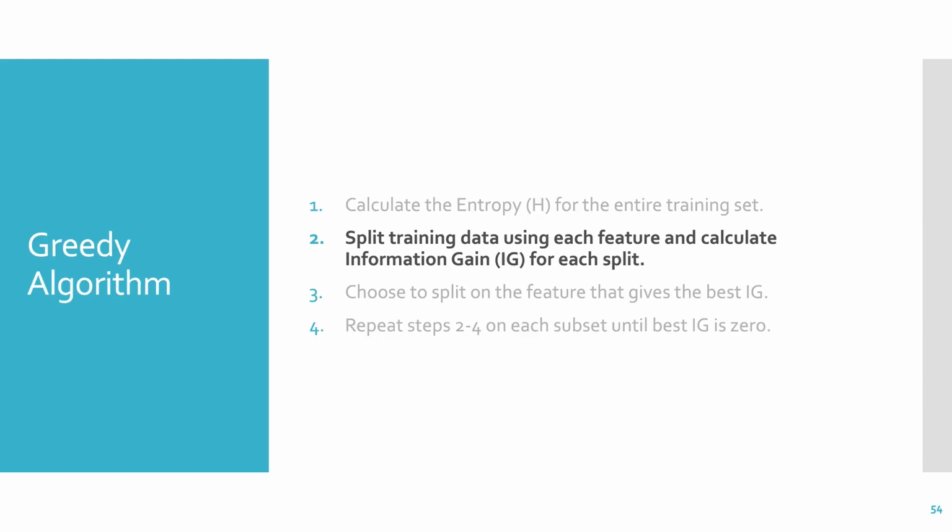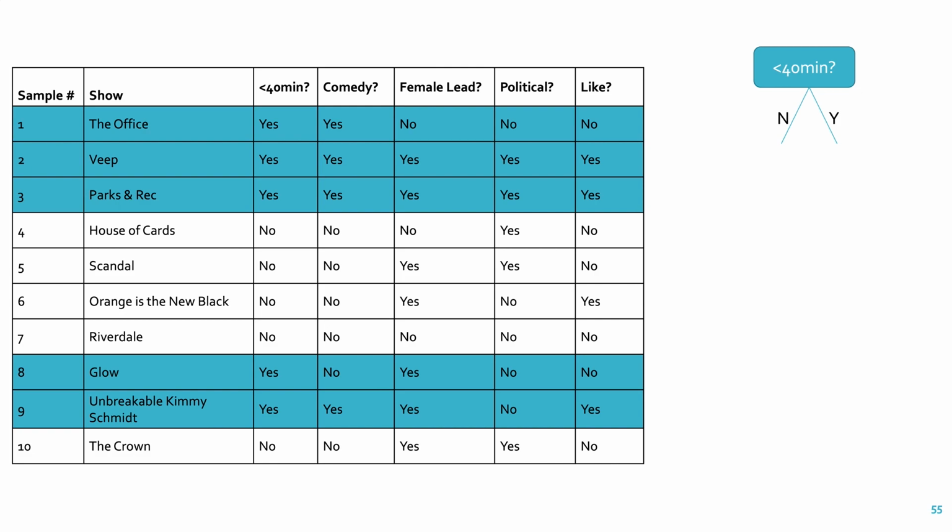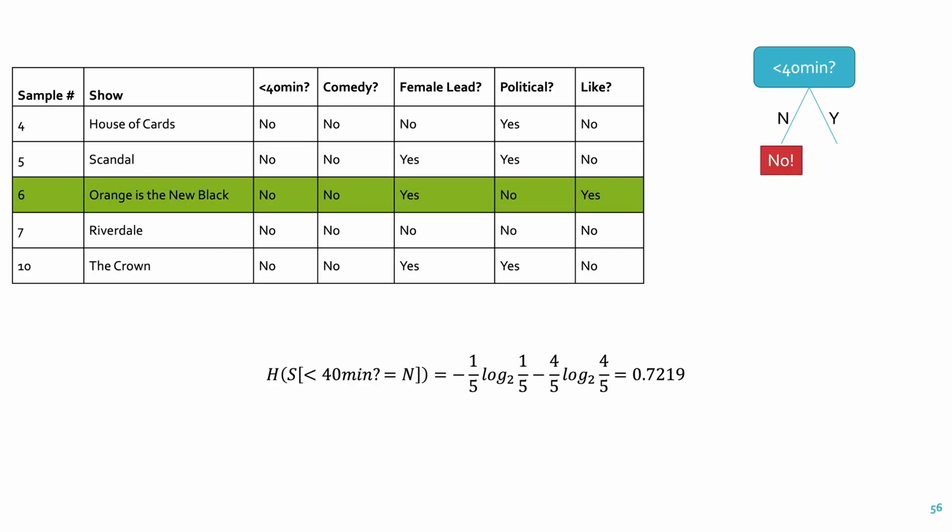We want to split the training data using each feature and calculate the information gain for each split. If we split on the feature less than 40 minutes, which is going to be all of these blue samples, we see that if we look at only the samples where less than 40 is no, there's only one of those that is labeled as yes. We will get 4 out of 5 correct if we just say no. So the probability of no is 4 out of 5, and the probability of yes is 1 out of 5. That means our entropy on this side is going to be 0.72.